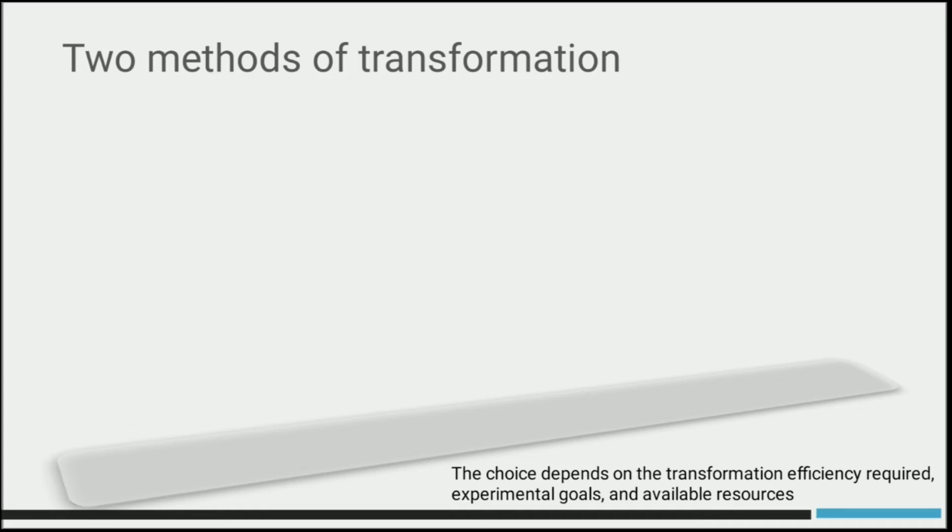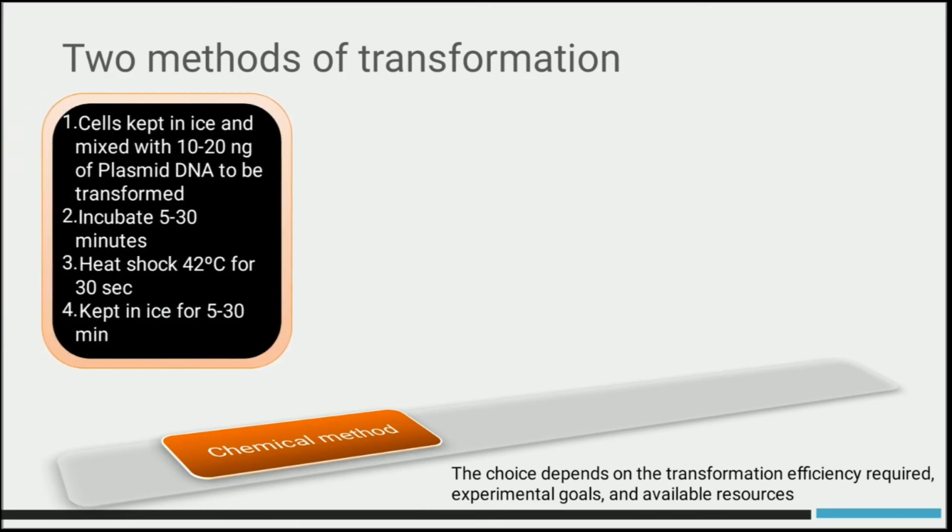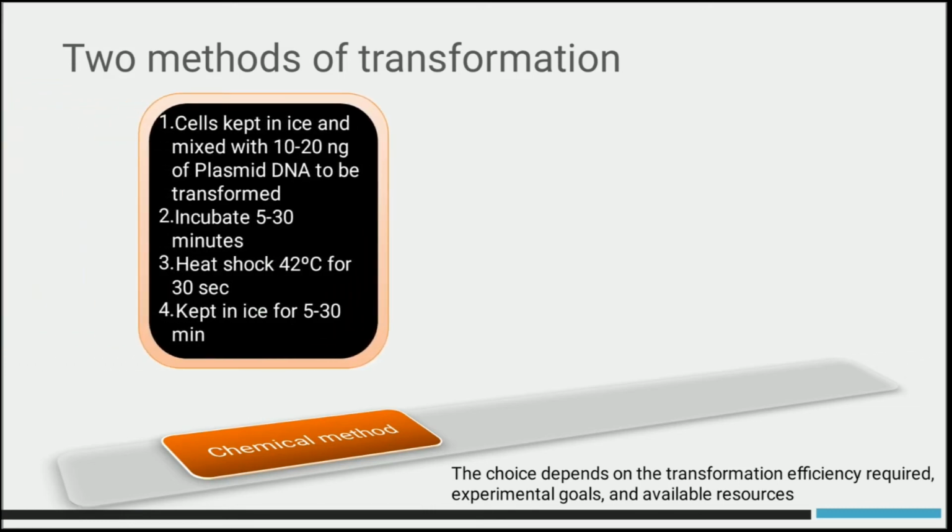The second step is performing transformation. Two methods are followed according to the nature of the competent cells. If the cells are chemically competent, we go for the chemical method of transformation. Here the cells are taken from minus 80, immediately thawed and kept in ice for 10 to 30 minutes, usually 5 to 30 minutes.